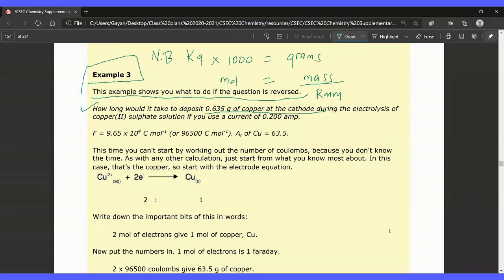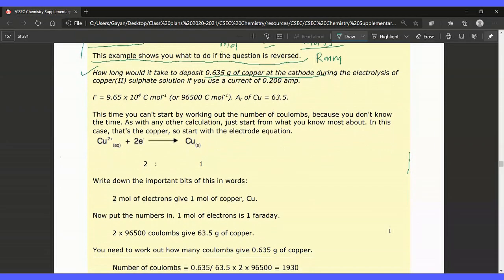All right, so let us look at this question, which shows what happens if the question is reversed. This question says, how long would it take you to deposit 0.635 grams of copper at the cathode during the electrolysis of copper(II) sulfate if you use a current of 0.2 amps? They're giving you some information here to say that it takes 96,500 coulombs to get 1 mole of electrons, and they also gave you the RMM of copper to be 63.5. Normally you would have started off by working out the coulombs, but that's not what you're going to do this time because you're going to work backward.